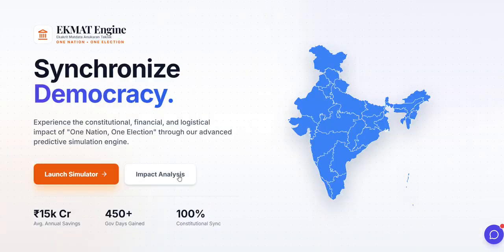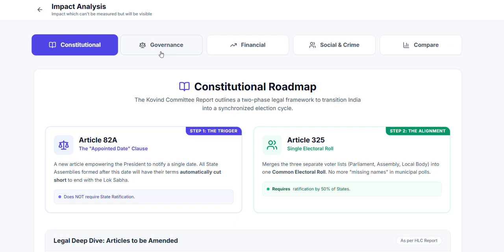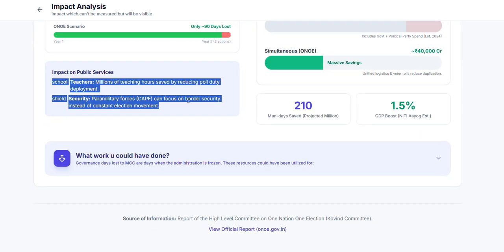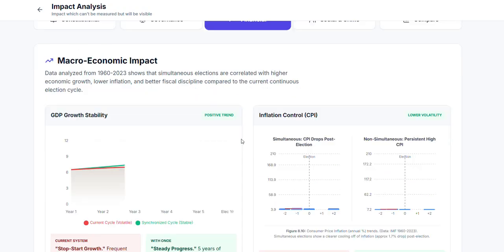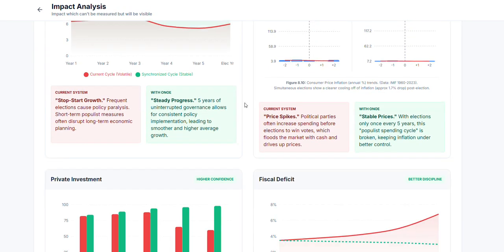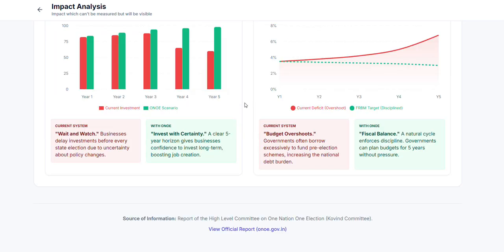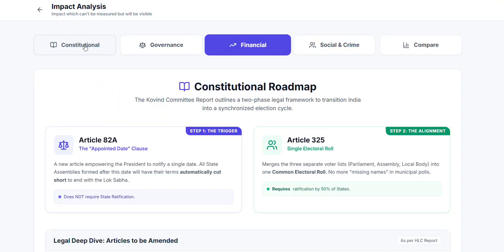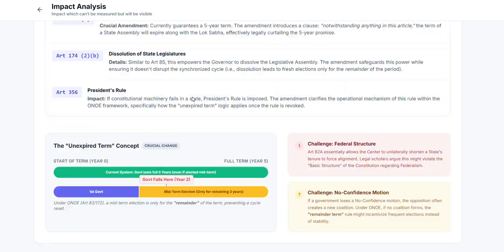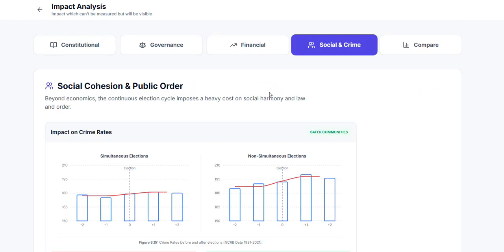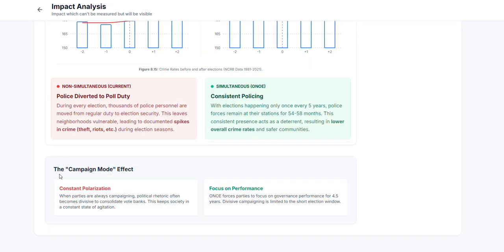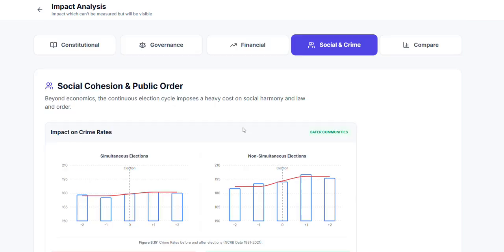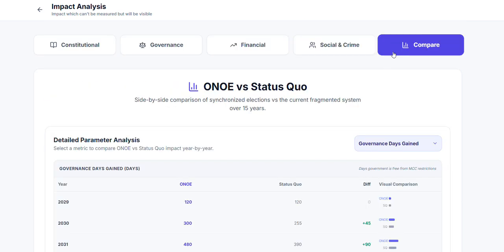As you can see, again, for theoretical material regarding ONOE, we have four factors like governance, what effect it brings, like the effect on security, etc., and what financial impact it can create. And all this data, all those graphs, are from the Kovind Committee report. We can see before versus after, what changes One Nation One Election is bringing. We can see what articles are affected in the constitution, what articles are amended. We can see what change it will bring in society and crime and law and order. As you can see, also campaign mode, like all the parties will get more time, etc., and government performance. So here we have considered all the aspects.